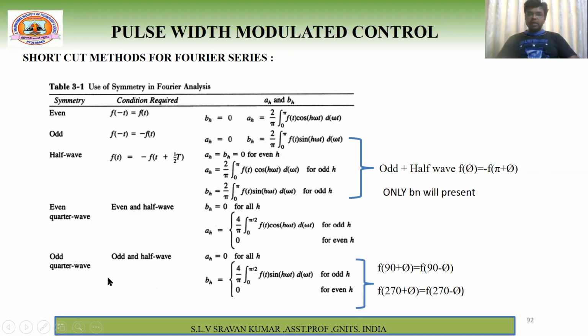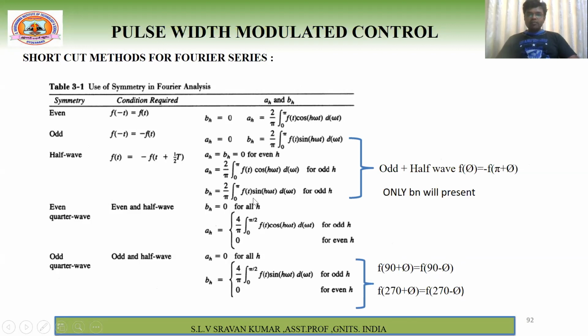For odd plus quarter wave symmetry, what are the conditions? f of 90 plus phi is equal to f of 90 minus phi, or you can check f of 270 plus phi is equal to f of 270 minus phi. So whenever these two conditions are satisfied, then you have to go for odd plus quarter wave symmetry. Now, if you observe these two, what is the difference?